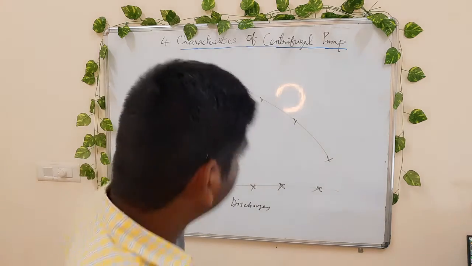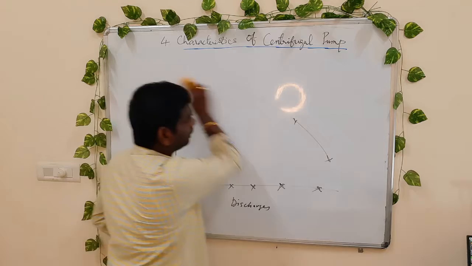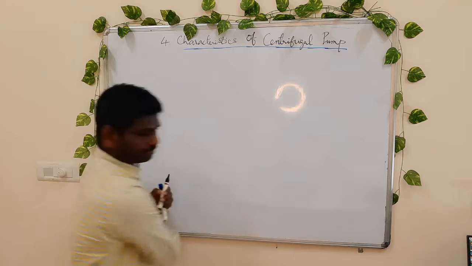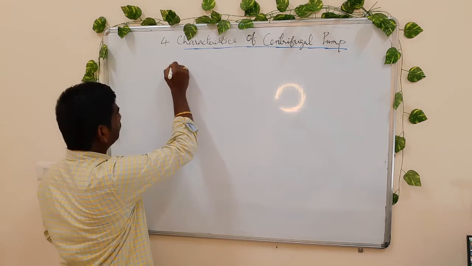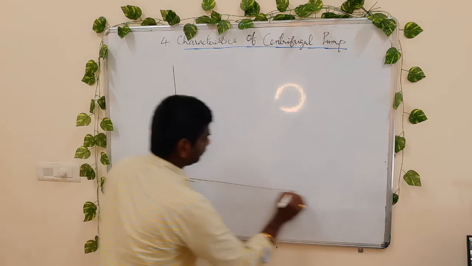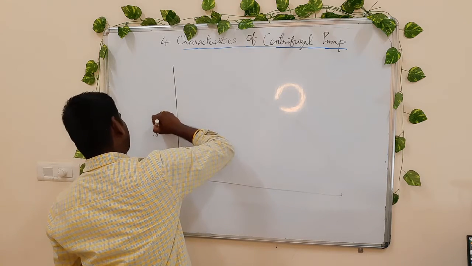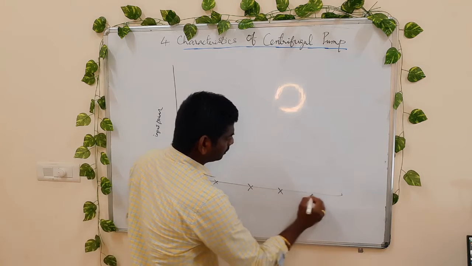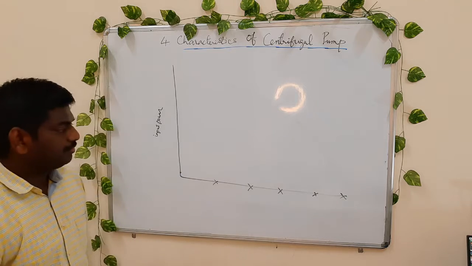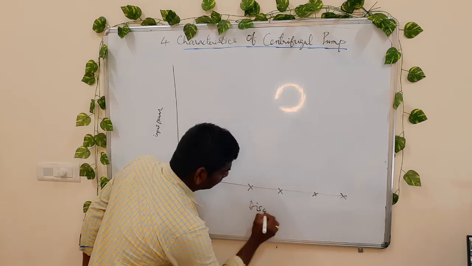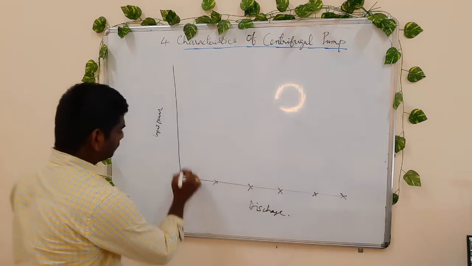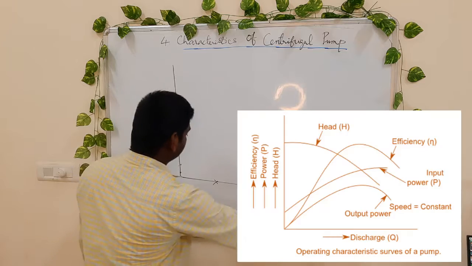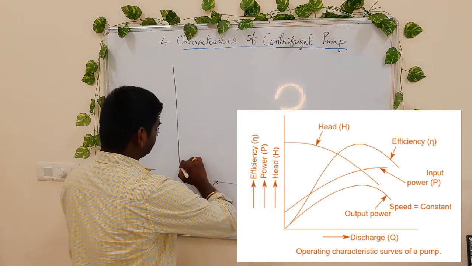The other plot which you have to draw is from this input power, which you got from calculation, the input power with respect to discharges. With respect to discharges, what happens to input power? Even for a zero discharge, there will be some power, some little power. If you see the increase in discharge, the input power required is also more. The plot will be like this.